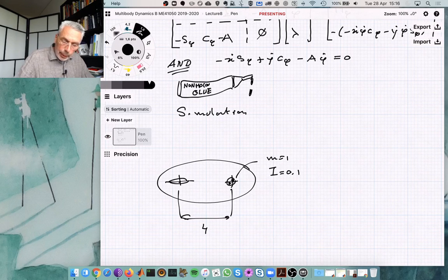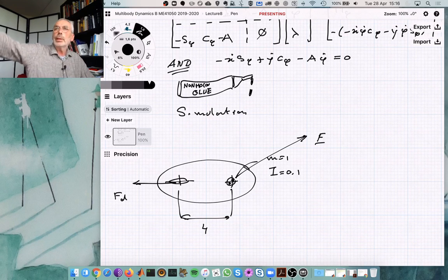Anyway, then I'm going to apply a force, just some force at the center of mass, and I'm going to put a little bit of drag here. I'm going to put a drag force here, because if you apply a force, then the thing will accelerate, and well, that's not so nice for the simulation.